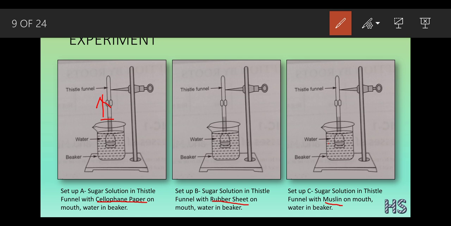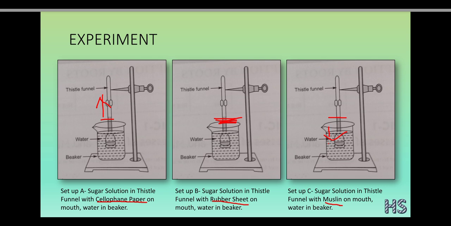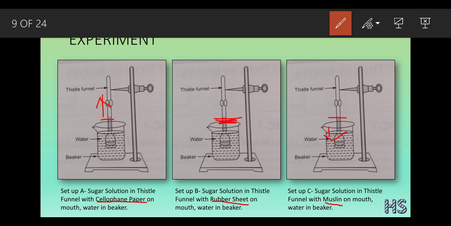There was a third experiment. Okay, second one, sorry. Rubber sheet. The initial level, initial means the starting level. After an hour the level remains the same, here only. In the third part, what happened? The initial level of the solution was here in the thistle funnel. After an hour the solution level got decreased. See, I am going to repeat this part for you again.